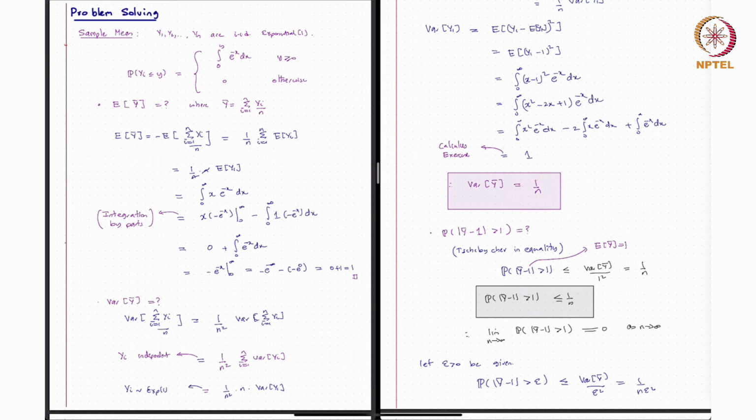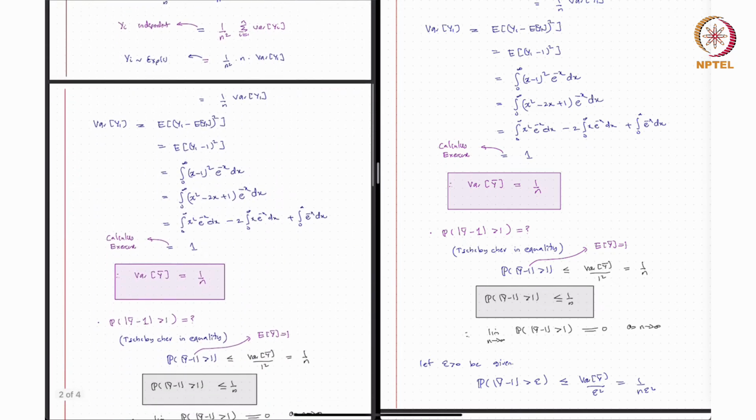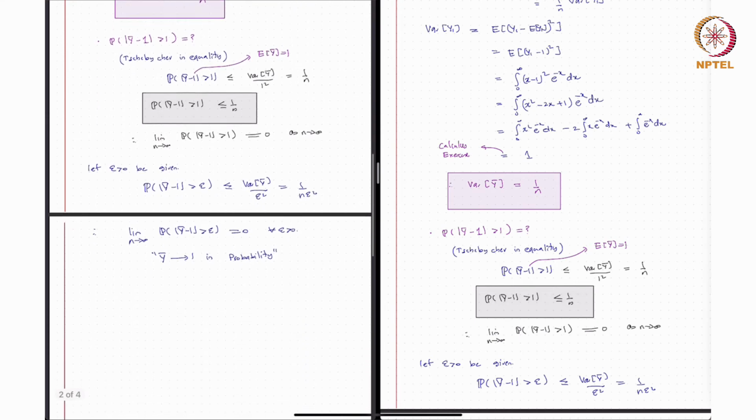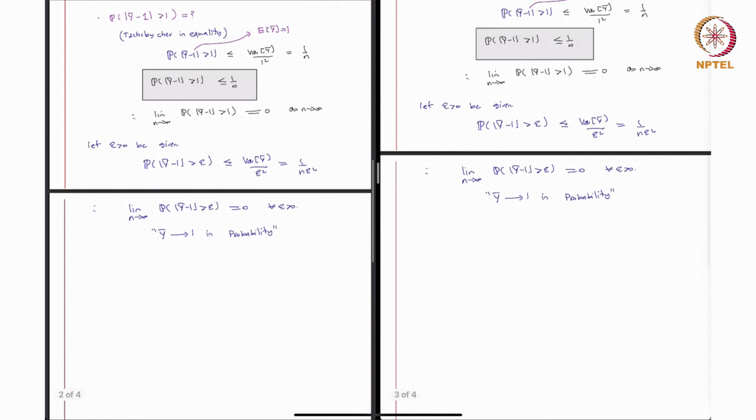So as n gets larger and larger, the variance of y bar is going to go to 0. From this, we found out that the mean concentrates around the true mean. Therefore, we can check the other side: the probability that |y bar minus 1| is bigger than 1 was less than or equal to 1 over n. That goes to 0.